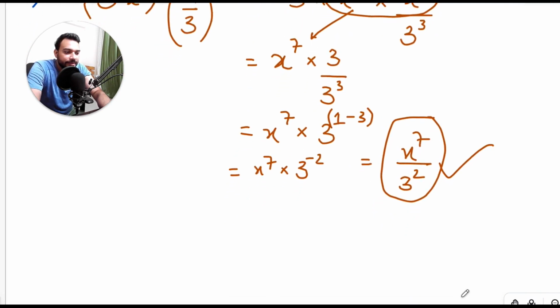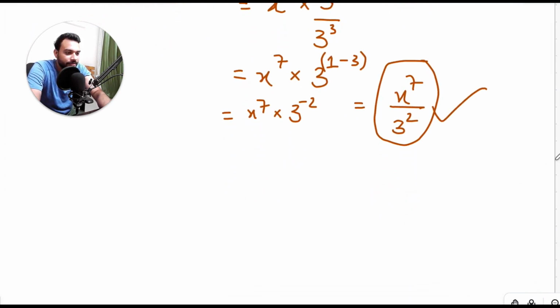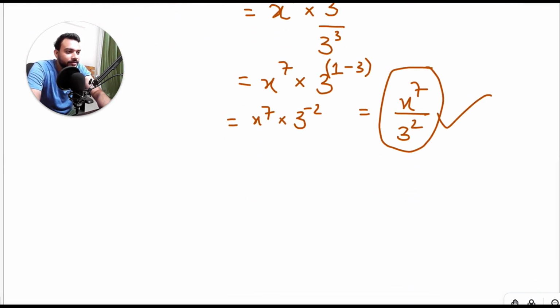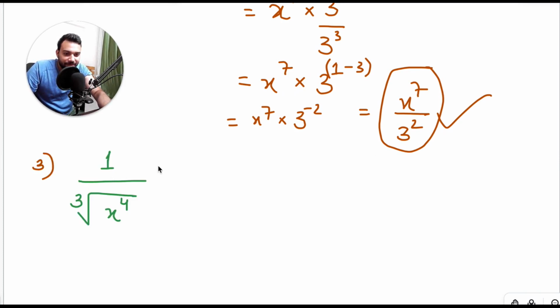Next, now we bring in some radicals, some good looking radicals. The ugly looking ones would come in later. So here it is: 1 upon the cube root, or third root, of x raised to the power 4. It looks like a complicated expression, but we've all understood how to convert these ugly looking radicals into simple exponent expressions. So first of all, 1 upon some power, some exponent expression.